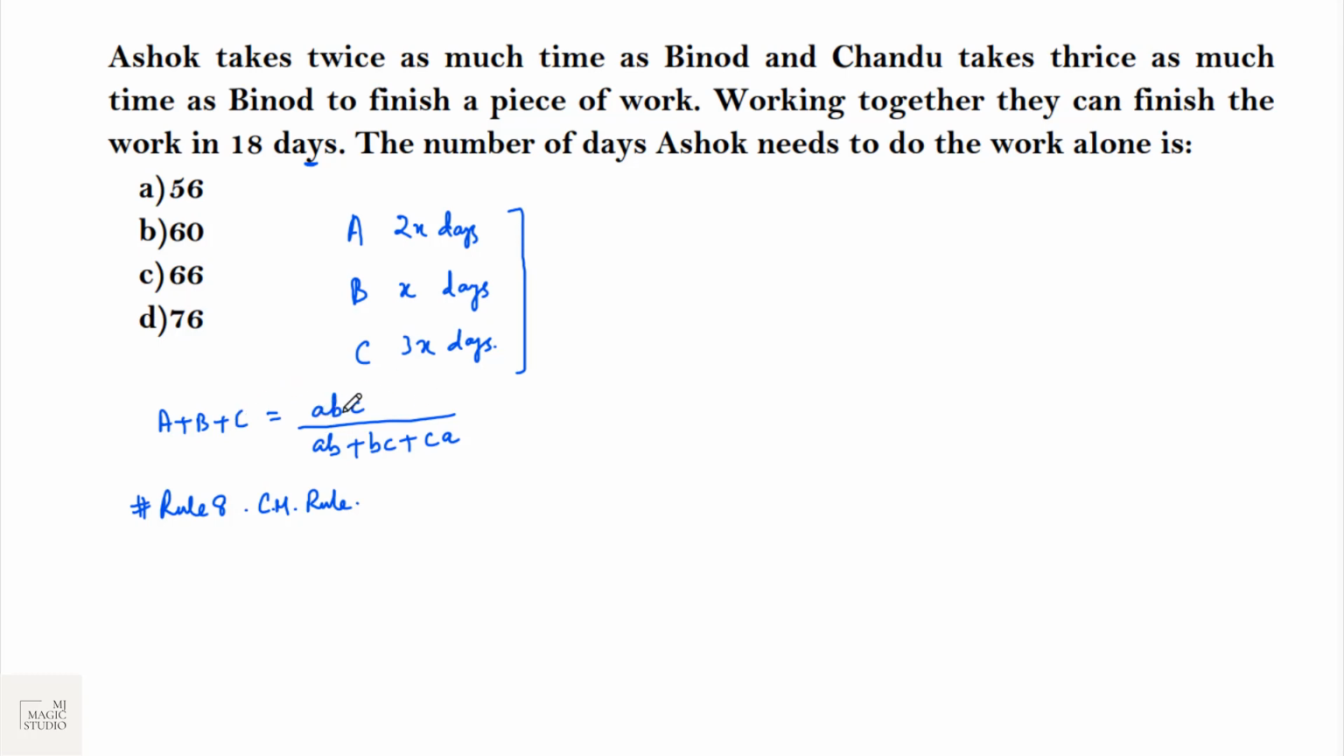So if I use the direct formula, A into B into C, 2 into 1 into 3 is 6. This will be 6x cube divided by 2 into 1, 2x square, plus 2 into 3, 6x square, plus 1 into 3, 3x square. So this would be 6x cube by 11x square, that is 6x by 11. Now, according to the given data, this is equal to 18. That means the value of x is 33.